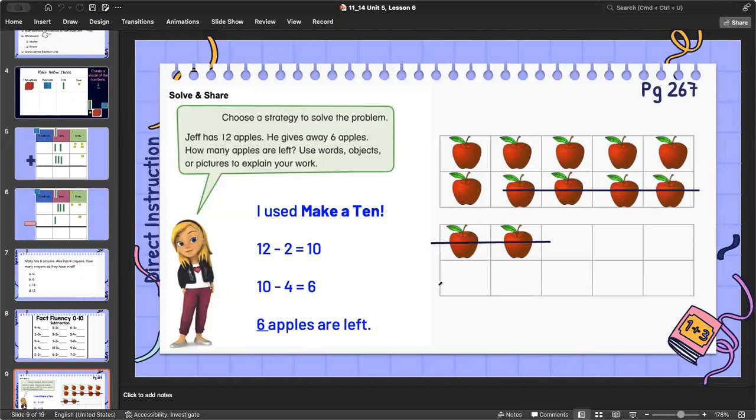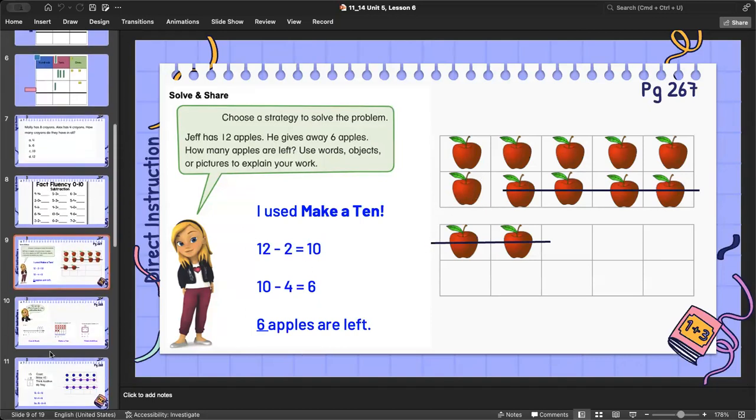Again, you're looking at the 10s. You're making those 10s with the 10 frames. In this instance, you're using apples. So please pause and work with your learning coach.